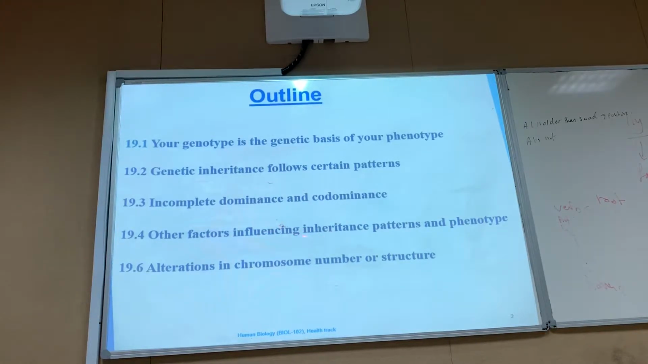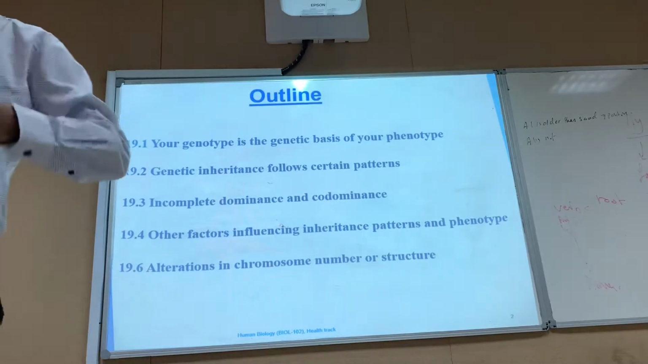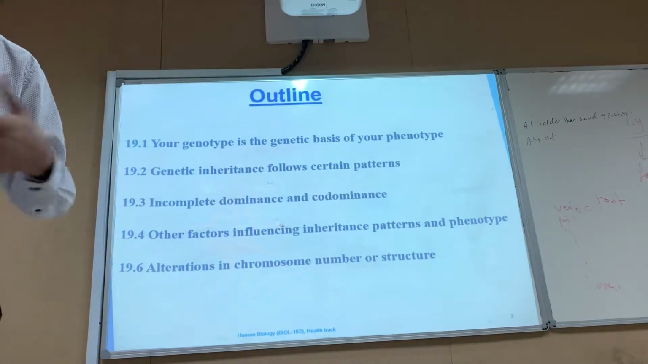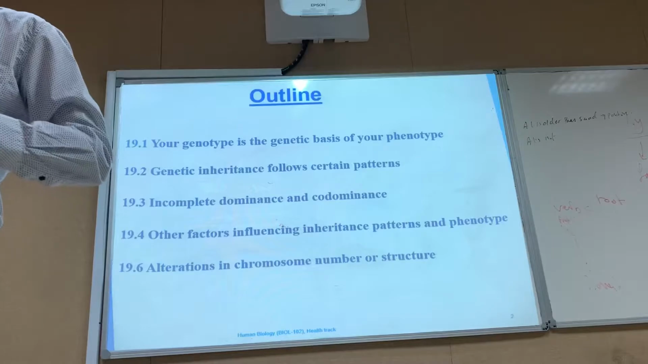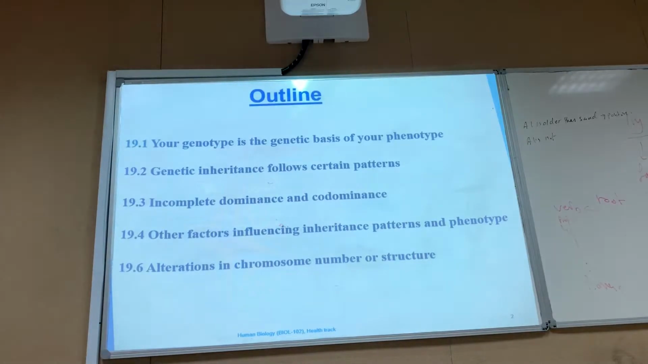So we'll look at other factors influencing the phenotype, like environmental factors. You might have the genes for being very tall, but if you're not eating the proper diet, you're not going to grow very big. So environment also plays a role in the genetic patterns.